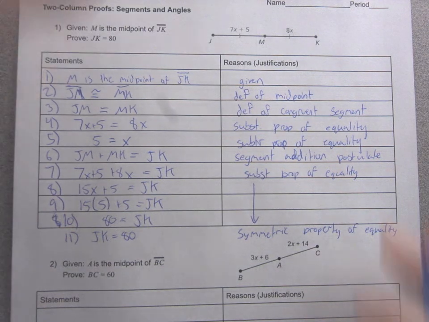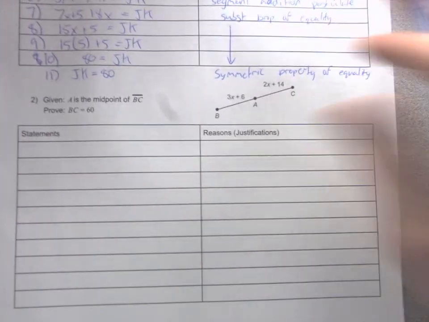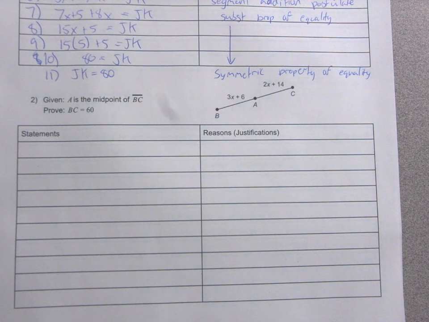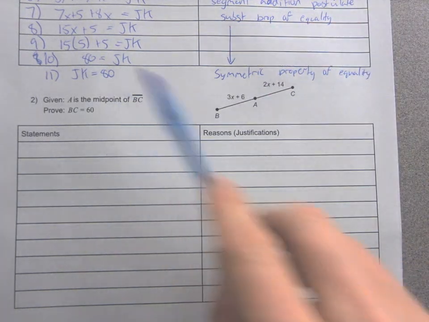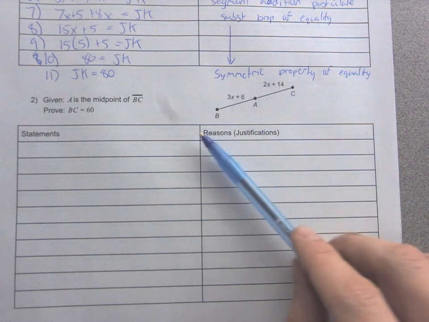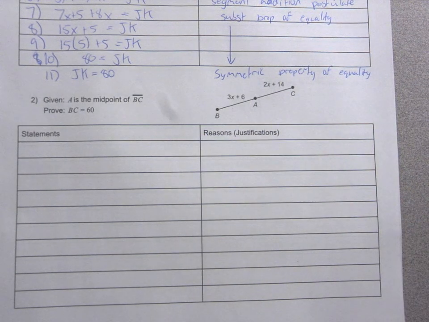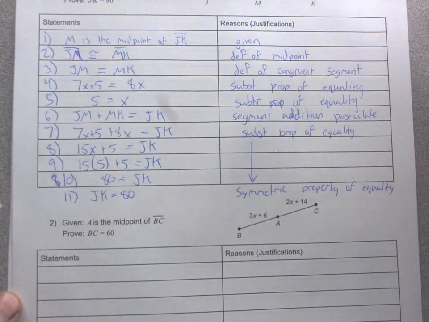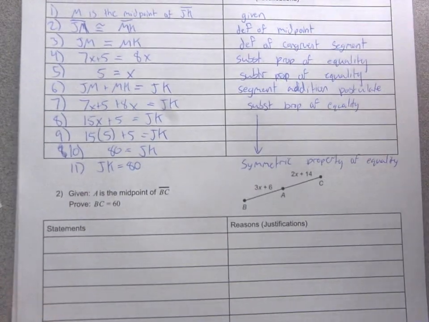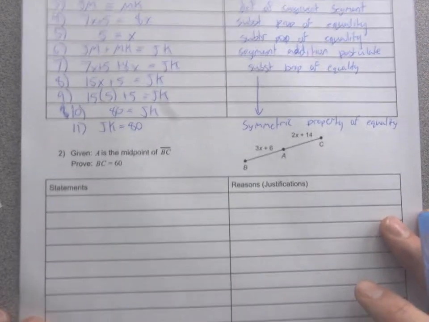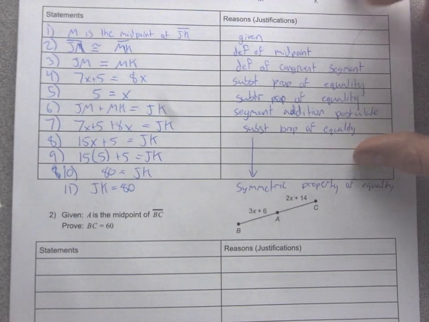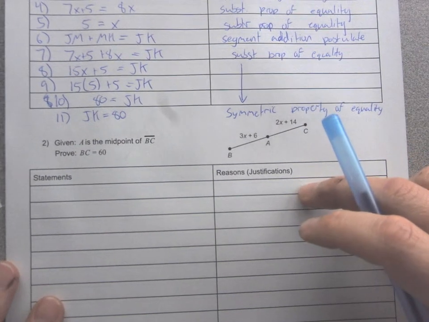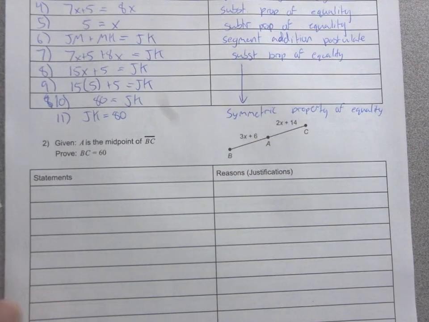Now what you're going to do is go down here and basically do the same thing. You're going to try to copy that same idea in number 2. Okay, use the same kind of process. You can use the same order. The only difference is instead of using JKs and MKs, you're going to use BAs and ACs and things like that. So you may not be ready to do a proof like this on your own because it's kind of tricky, and we're just barely figuring out how to do these. But you should be able to follow along here and then copy that chain of reasoning.